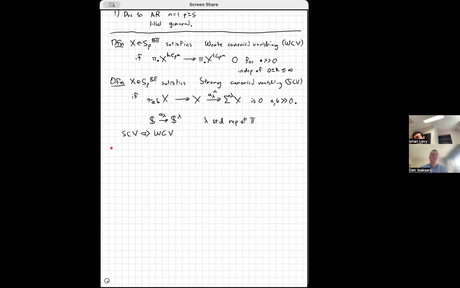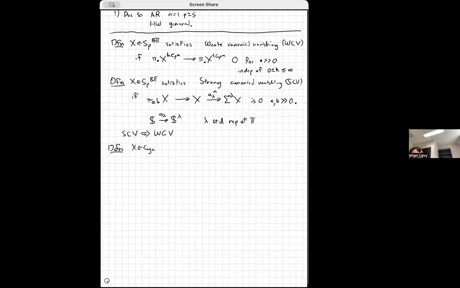And then there's another definition. So if you have X in cyclotomic spectra, it satisfies the Segal conjecture, and I'll just write that as Segal, if the following thing is true: you have this Frobenius map from X to X^{tC_p} coming from the cyclotomic structure, and you want the fiber of this to be truncated. So in other words, you want the Frobenius map to be an isomorphism in large degrees.